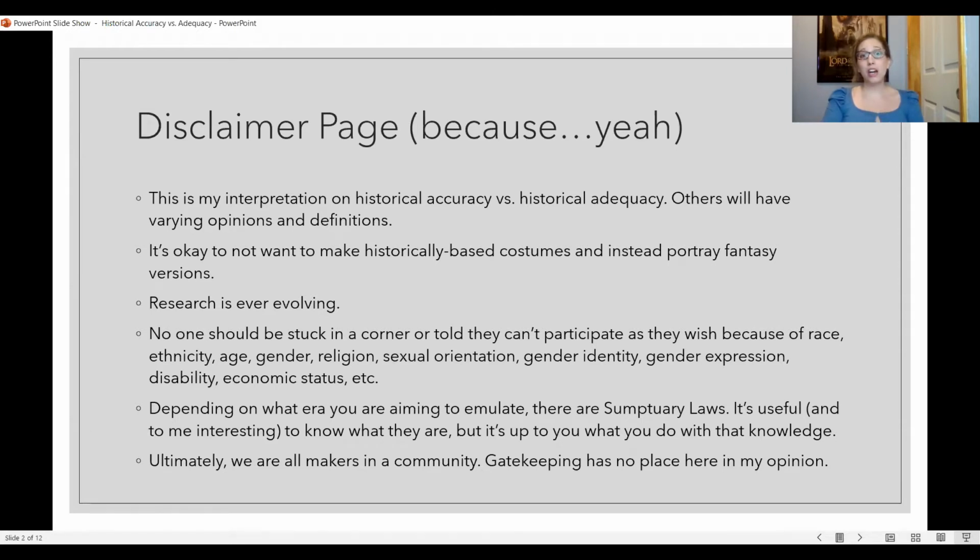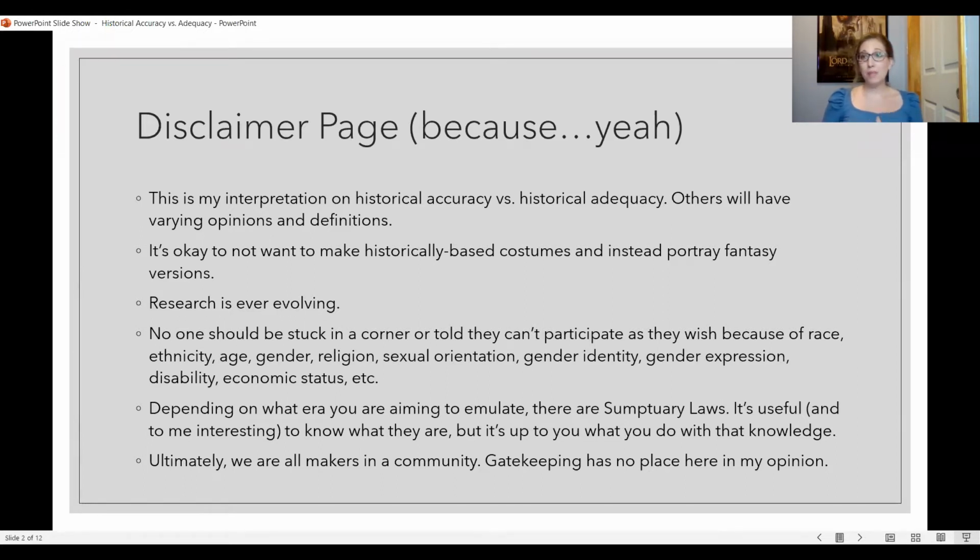Depending on the era you're aiming to emulate, there are sumptuary laws. It's useful. I like them because they're interesting for me to study. Not the end-all be-all. My daughter wanted a purple dress. My 3.5-year-old's favorite color is purple. I was not going to say, no, honey, you can't have the purple dress because you're not representing royalty. That said, if I am making a dress, I might avoid the purple if I'm not trying to be somebody in the royal family in, say, Tudor, Elizabethan England.